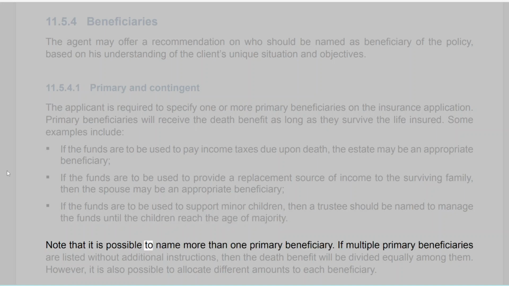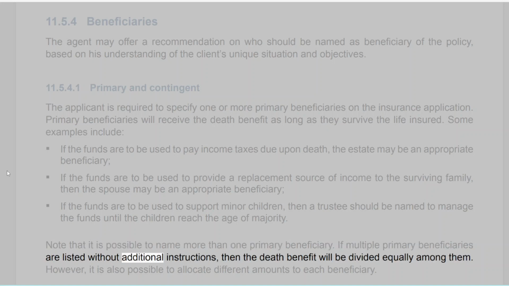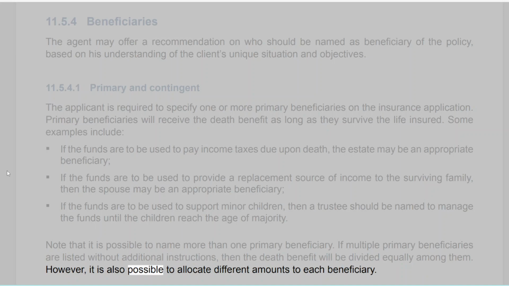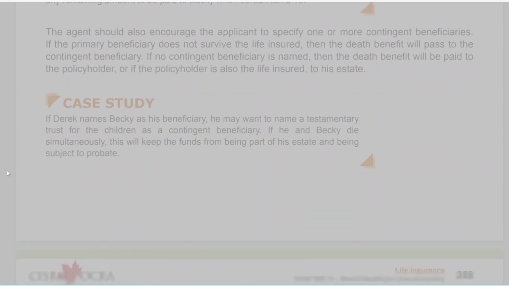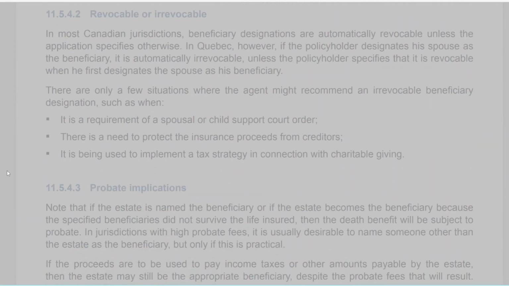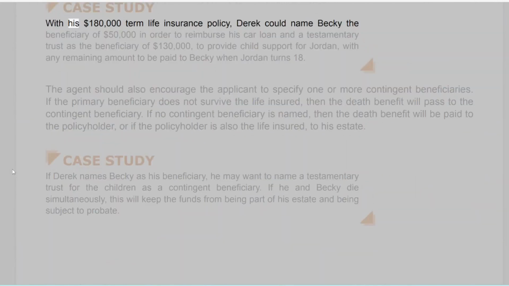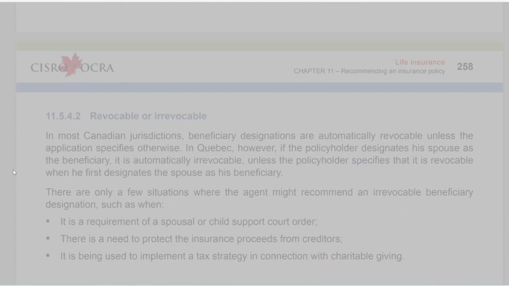Note that it is possible to name more than one primary beneficiary. If multiple primary beneficiaries are listed without additional instructions, then the death benefit will be divided equally among them. However, it is also possible to allocate different amounts to each beneficiary.